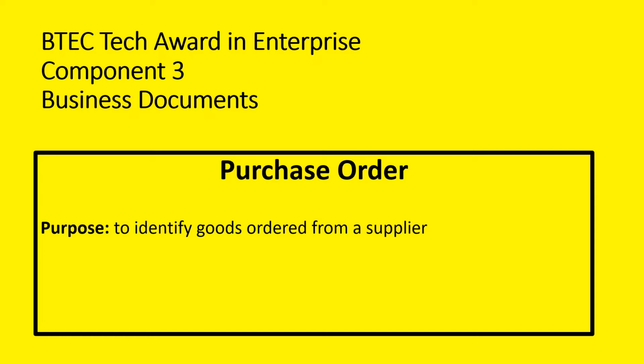So basically, I want some goods from a supplier, I fill them in on a piece of paper, I give it to them, the supplier sends me the goods, job done. That is a purchase order.